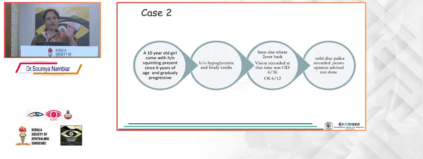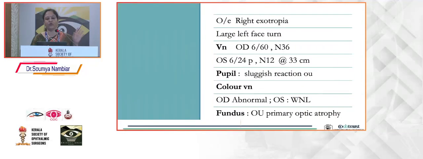They didn't go. For 2 years, they have not gone anywhere. They sat right at home. And then they come here to me with a right exotropia. And there's a large left face turn in the child. And on recording the vision, now the vision is 6/60 in the right eye. Left eye it is 6/24.